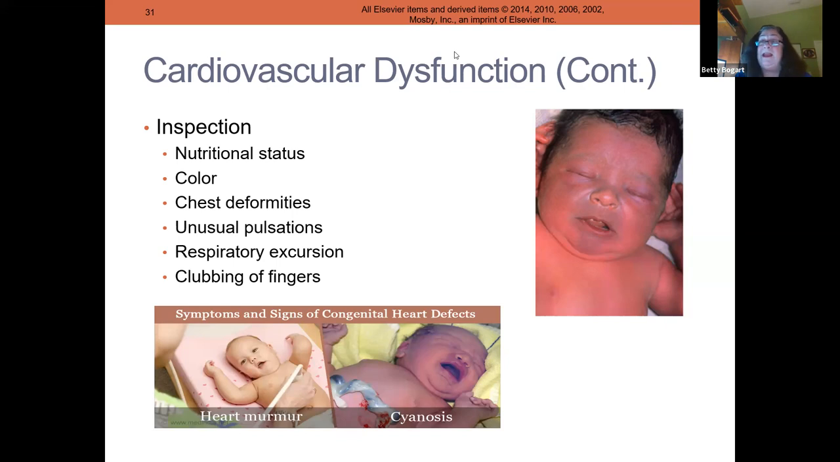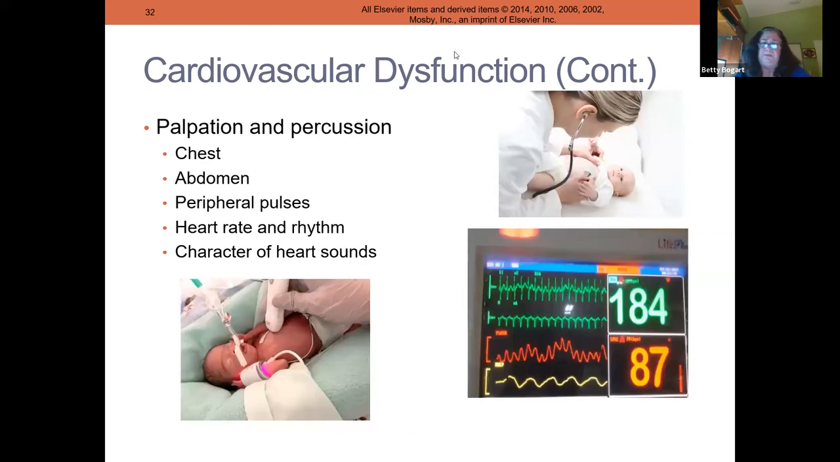And that could be related also to adults. We're going to look at their chest, listen for murmurs. As they get older, it's the clubbing of fingers, and I have a picture of that later. Feeling the pulses, the heart rate. If your normal heart rate is 140 to 160 and it's 184 and the baby's sleeping, something's going on. The heart's trying to work hard, okay? So we'll be looking at what's happening.